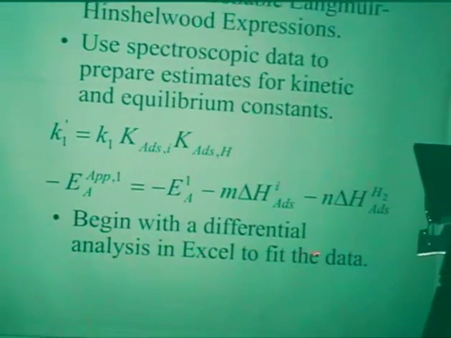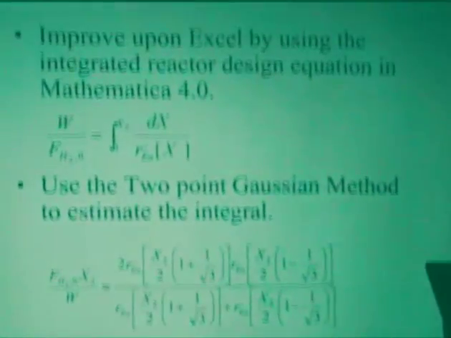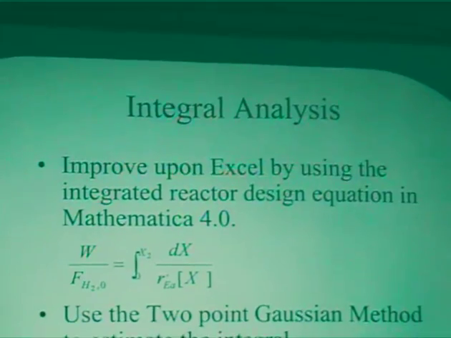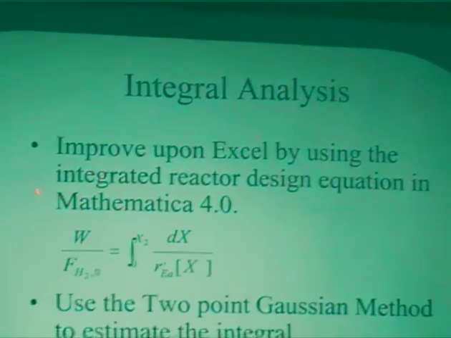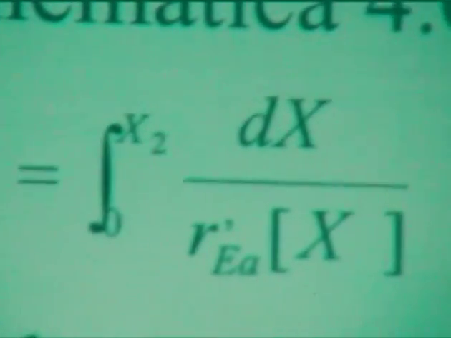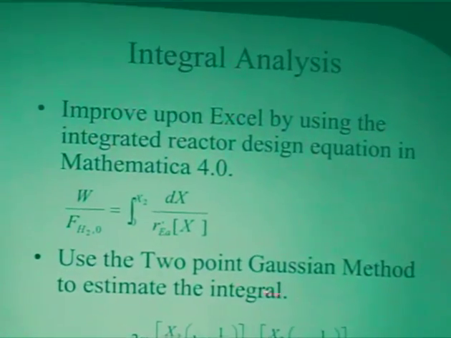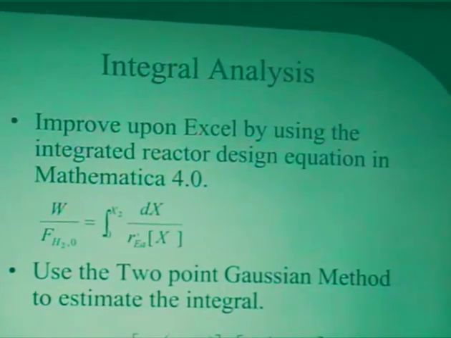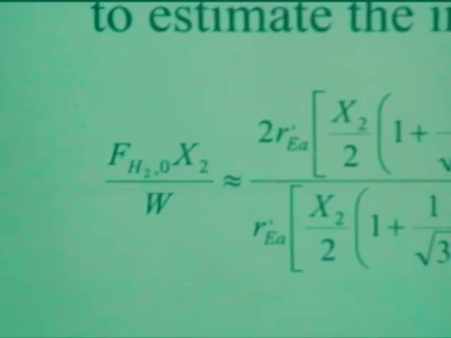So we're going to begin with the differential analysis, and we just use a regular spreadsheet to resolve the data. But then, since this is a very, very fast reaction, some of your conversions might be higher than you expected, and we're going to clean that up a little bit with the integrated reactor design equation. And we're going to use Mathematica as a software. And since this is a calculus equation, we want to convert this into an algebraic equation so that we can use the Levenberg-Marquardt algorithm to minimize the error of the fit. And we'll do that for a variety of expressions.